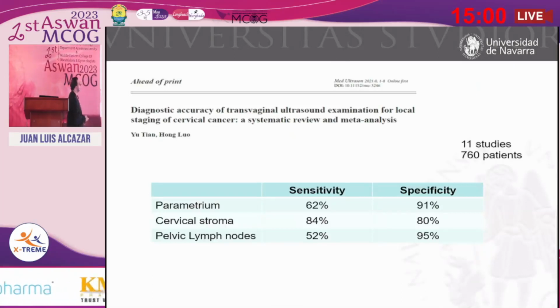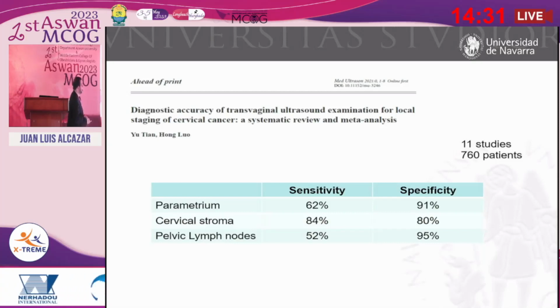And there is a meta-analysis, 11 studies, more than 700 patients, that established that the sensitivity of ultrasound to detect parametrium involvement is 62%, the specificity is 91%. The sensitivity of ultrasound to detect lymph nodes is 42%, 95% specificity.